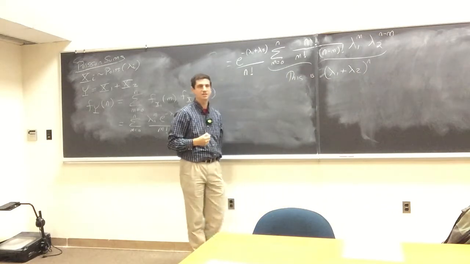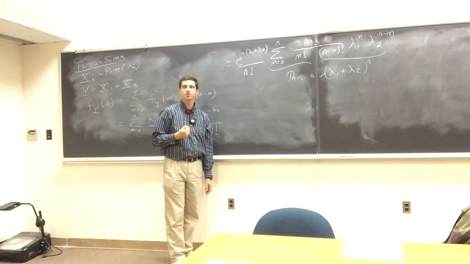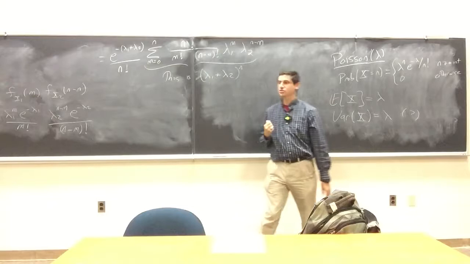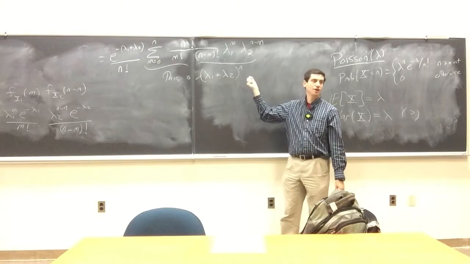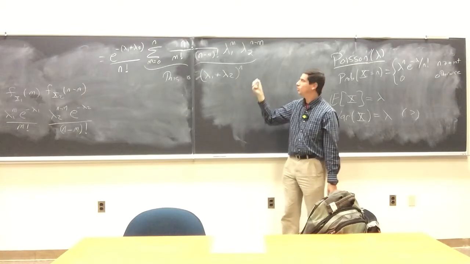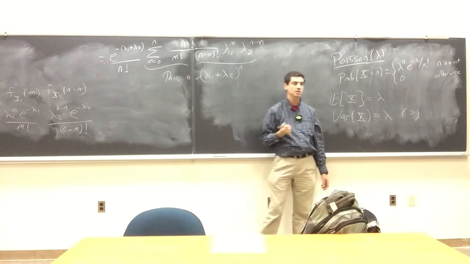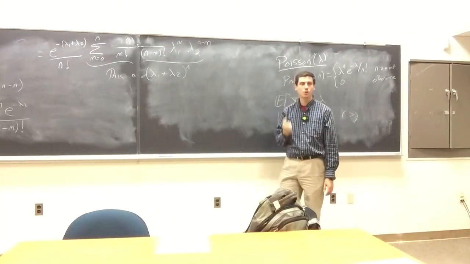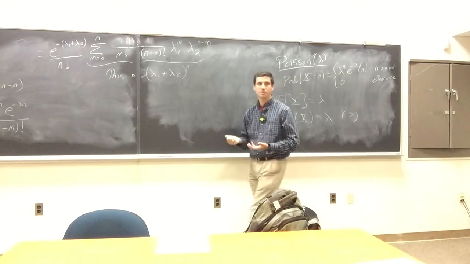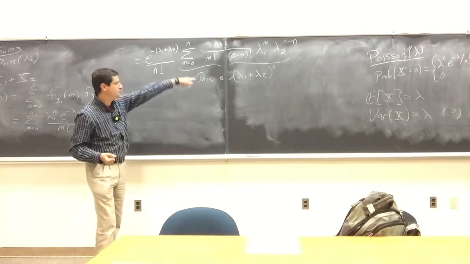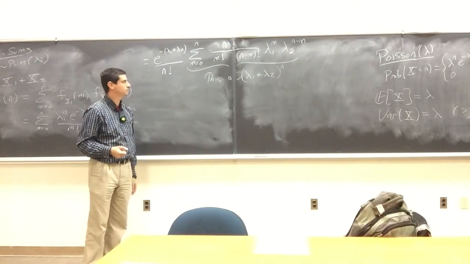Well, what's nice is the algebra is suggesting itself to us. Question? Okay. So the algebra is suggesting itself. We believe it's a Poisson. It's looking a lot like a Poisson. The only thing that looks a little bit off is this sum over here has to be lambda 1 plus lambda 2 to the n, because we know the only Poisson it could be is the one with parameter lambda 1 plus lambda 2. So somehow we should be able to prove that this is true. Why is this true? Binomial theorem.